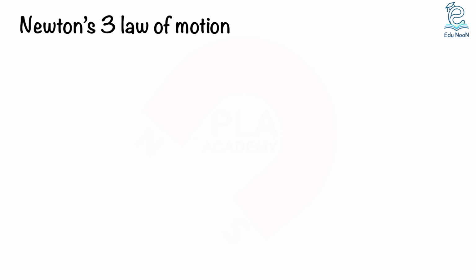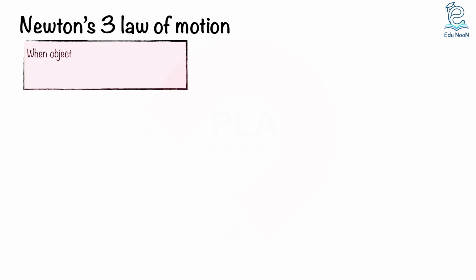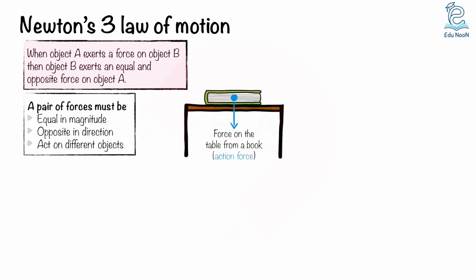Newton's third law of motion. When object A exerts a force on object B, then object B exerts an equal and opposite force on object A. A pair of forces must be equal in magnitude, opposite in direction, and act on different objects. For example, a book lying on a table exerts a downward force on the table. This is the action force. The table also exerts an equal and opposite force on the book in the upward direction. This is the reaction force.